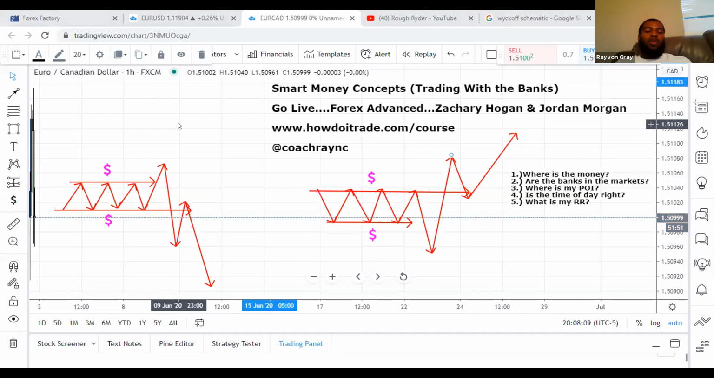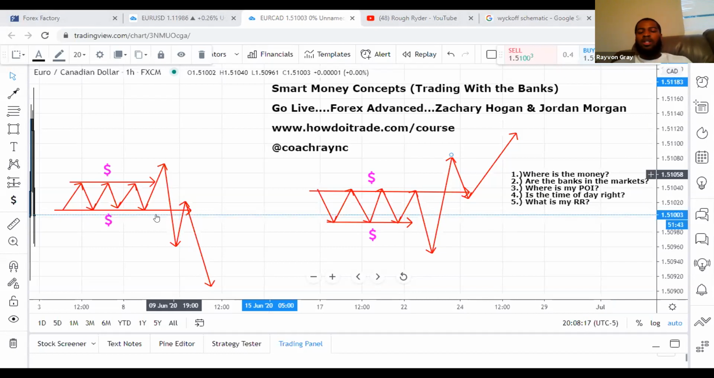Type 111 in the chat if you ever put in a trade, you saw the pattern and you just knew exactly what was gonna happen, and then your trade hit stop loss. Type 111 in the chat. Right, that was all of us. Should be all of us, right?